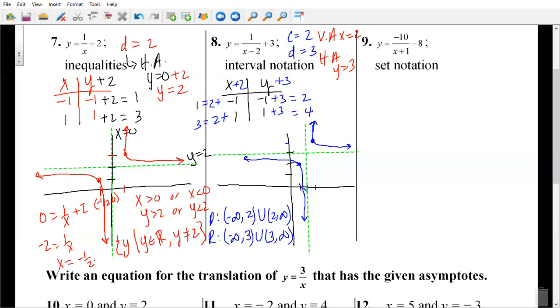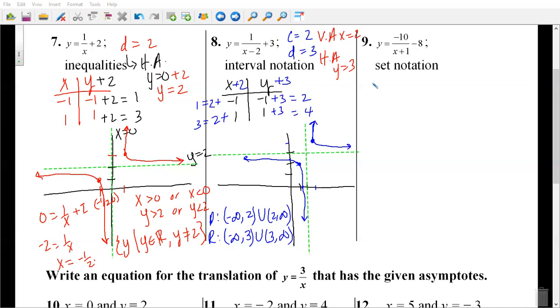If I had to find my x and y intercept, again, I would just be plugging in 0 for x and y and solving for the other. But it didn't ask for that, so we don't have to go that far. But did we see how C and D affect our asymptotes? Yes? Okay, cool. All right, last one.